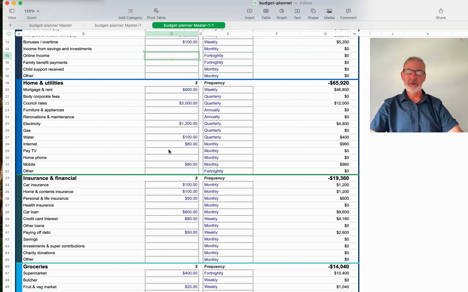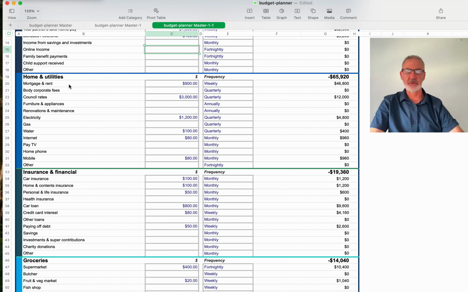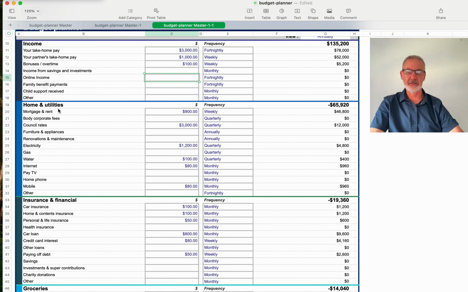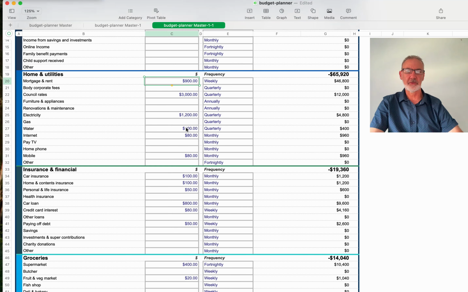You just go through and work out what your take-home pay is. That's what goes into your bank account, and your partner's or any other income that comes in after tax. This is what you would actually receive in your bank account. Then you go through each of the expenses, from home and utilities downwards. Let's say you have a mortgage or rent, then you'd put it into this column here. Council rates, for example, if you've got a mortgage, then there'll be council rates.